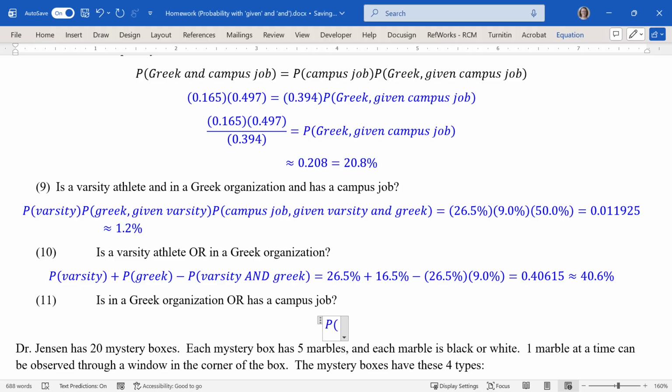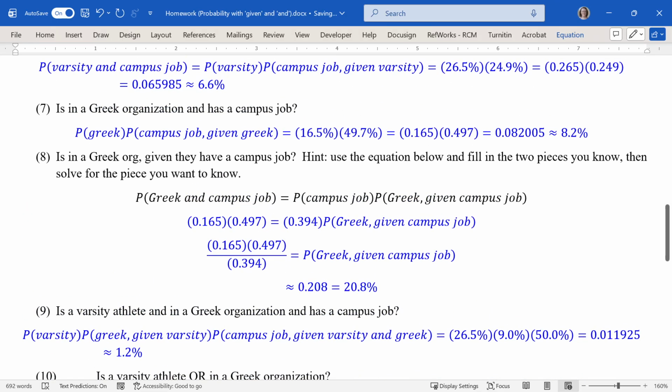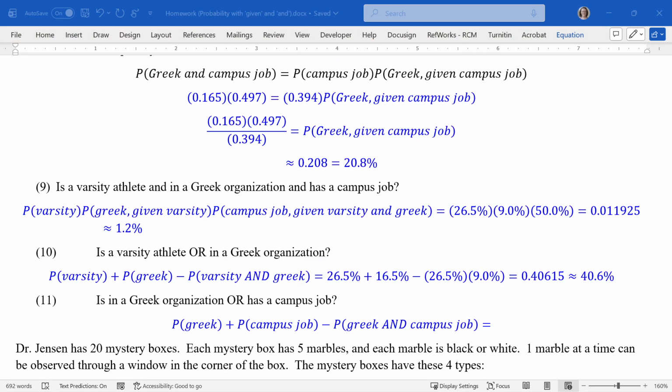Okay, so next one, probability of Greek plus probability of campus job minus probability of both. And I think we also calculated this part that's going to be subtracted. Okay, I had to pause there for a second.